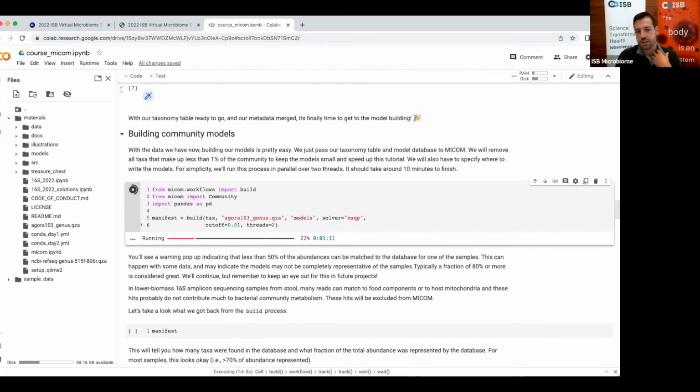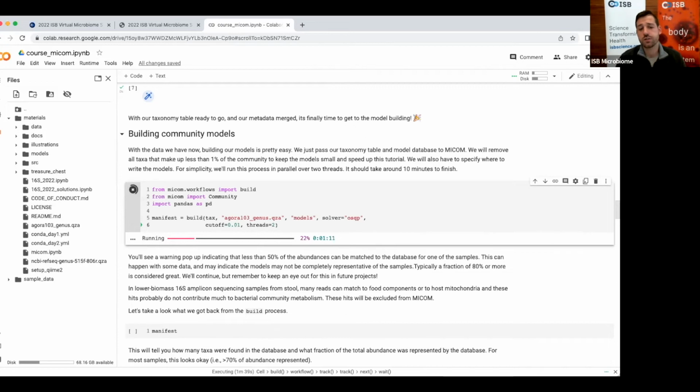This cutoff command here specifies the relative abundance threshold that we'll use in order to build our models. In this case, our cutoff is 0.01, which designates 1% relative abundance. That means any taxon present in our sample at less than 1% relative abundance will be omitted from the models. We do this since we assume that taxa present at such low abundance aren't substantially contributing to the metabolic output of the models.